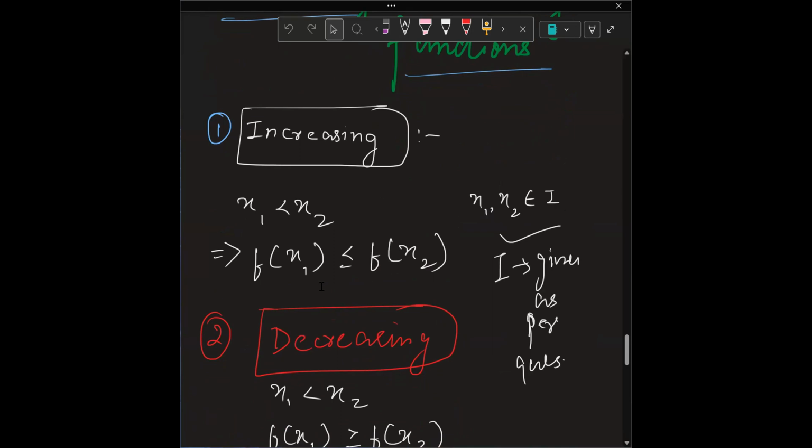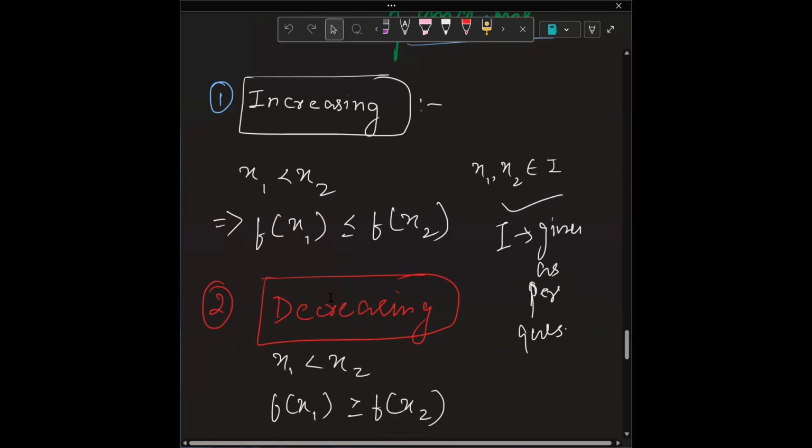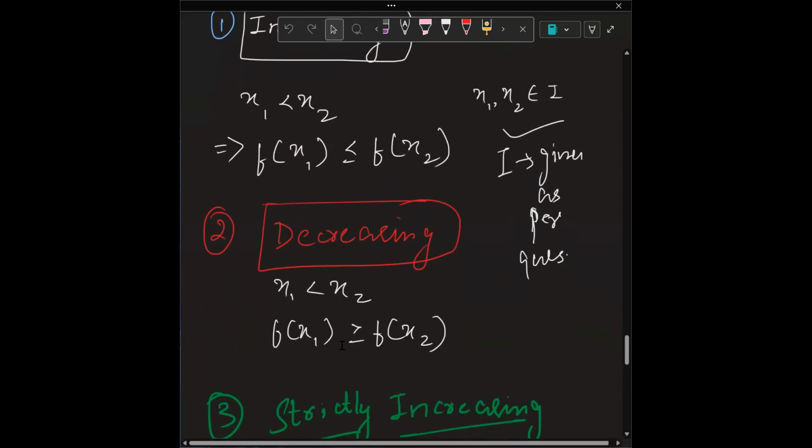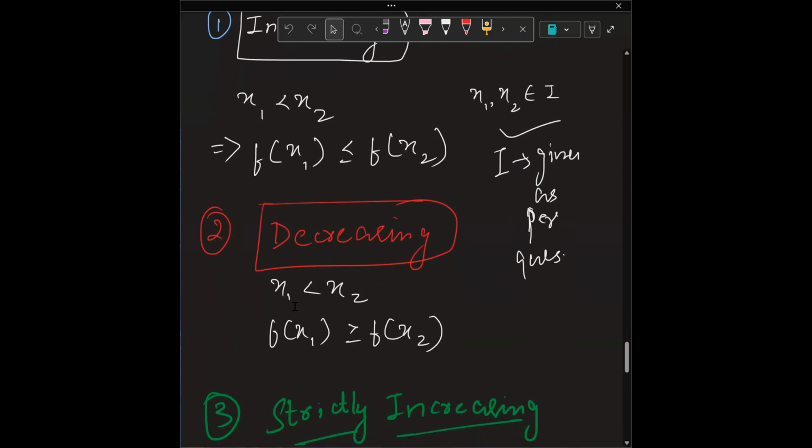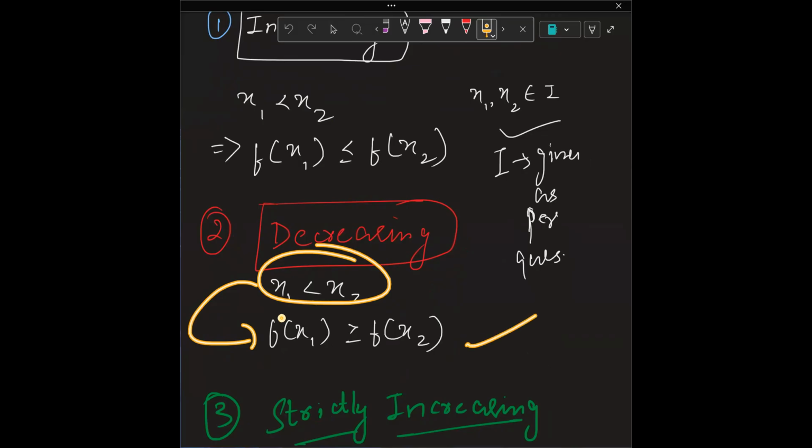Understood? If this condition satisfies, so this is increasing. If this condition satisfies, that means x1 is less than x2. This is what you have to let. And after letting this, if you're getting this result, then you will say that your graph is increasing. And after letting this, if you get this result, then you will say your graph is decreasing.